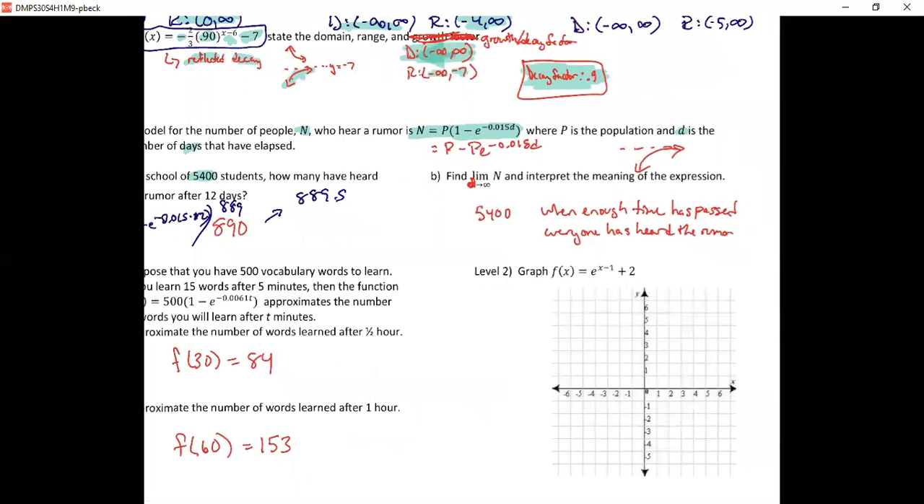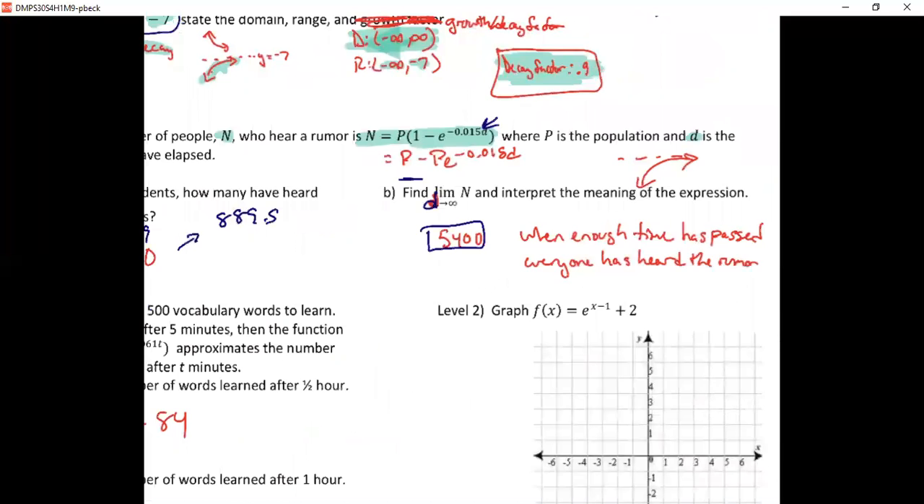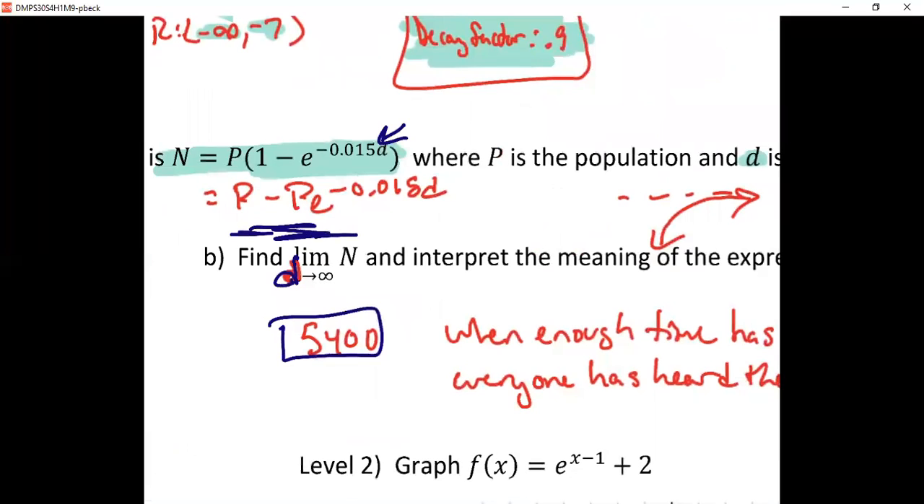Now, what is the limit as d approaches infinity? That limit as d approaches infinity ends up being 5,400. We can figure that out by plugging in some very large values for d right there. Now, why is that so? Because if you see what I have here, what I have here is going to be just kind of distributed.